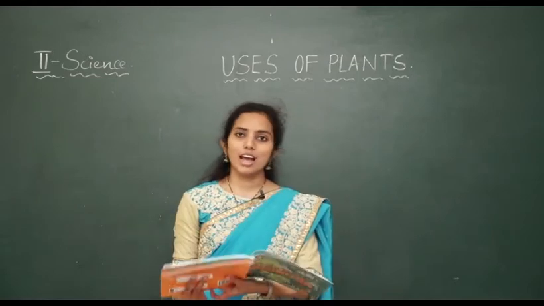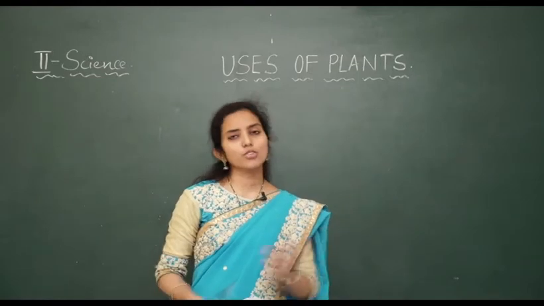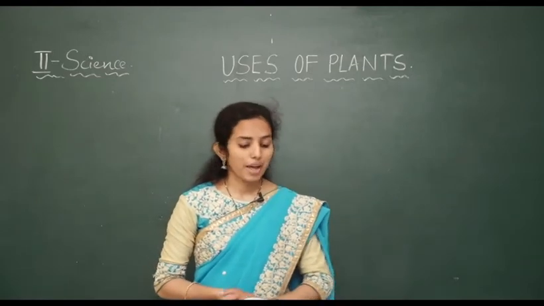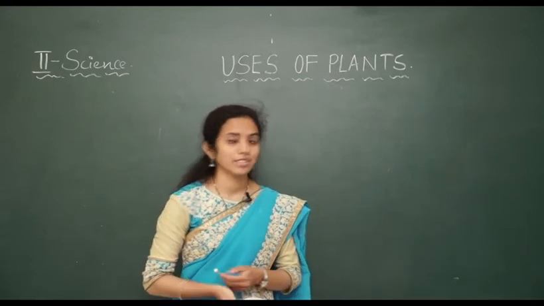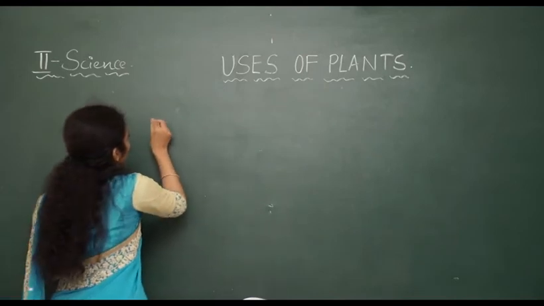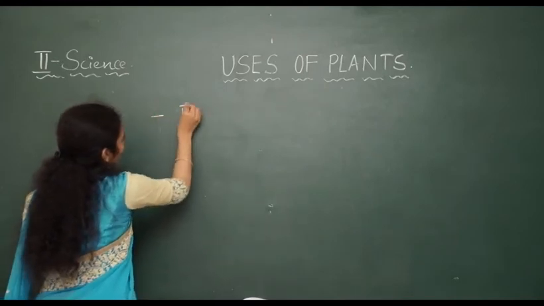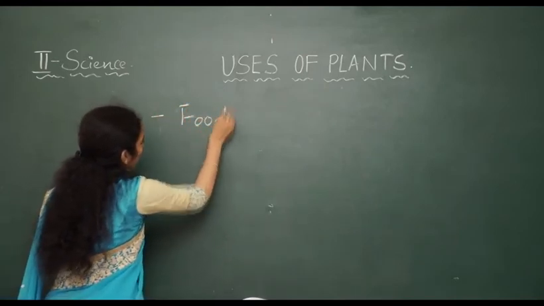Now let's start our lesson. Plants are useful to us in many ways. Plants give us many things. Plants give us food to eat. So what do plants give us? Uses of plants are food. The first thing is food.